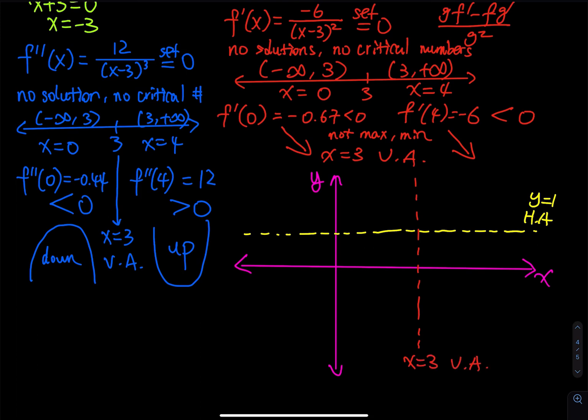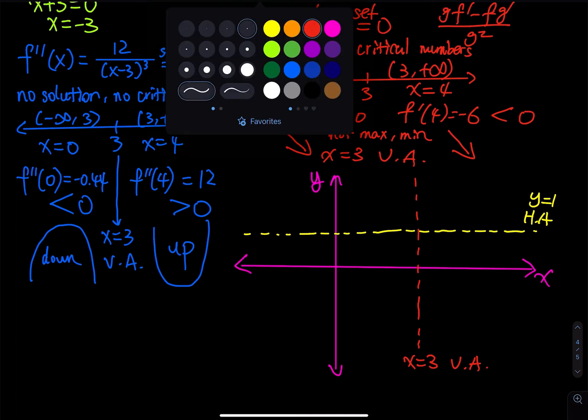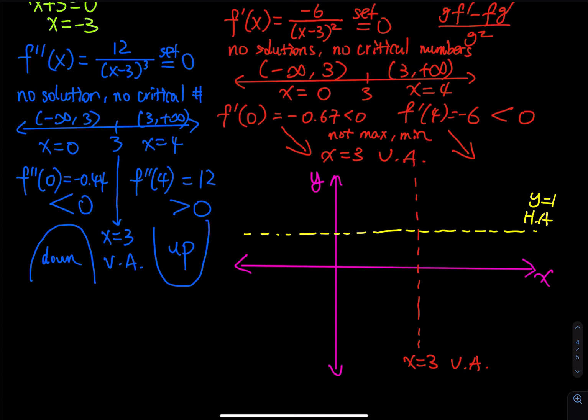All right. Do we have any x-intercept and y-intercept? Yes, we do. We have a y-intercept at (0, -1). So this is (0, -1). And then we have an x-intercept at (-3, 0). So somewhere right over here.